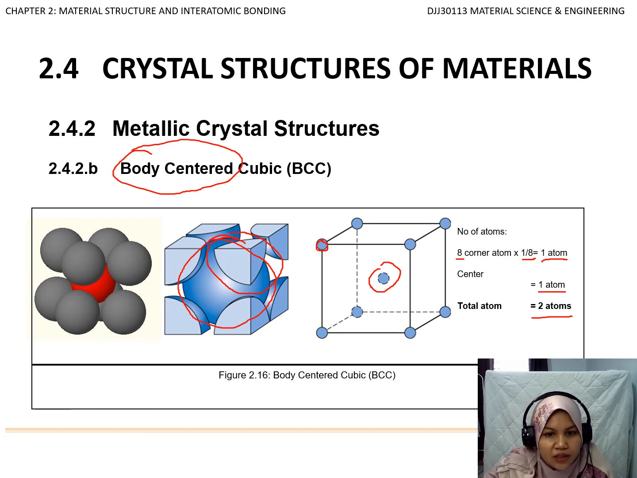So 1 atom plus 1 atom, jumlah dia adalah 2 atoms. So kena ingatlah gambar rajah dia, diagram ni. Mana-manalah, so better saya sarankan yang ni lah untuk lukis.